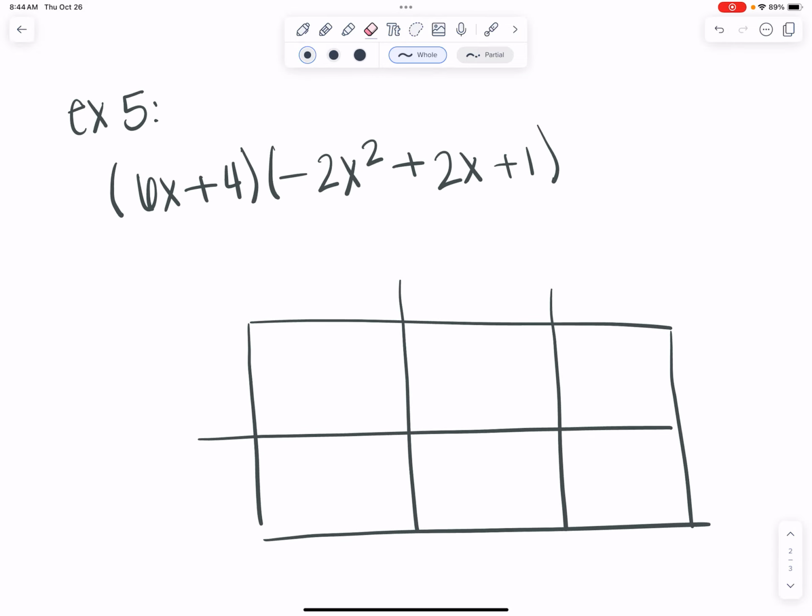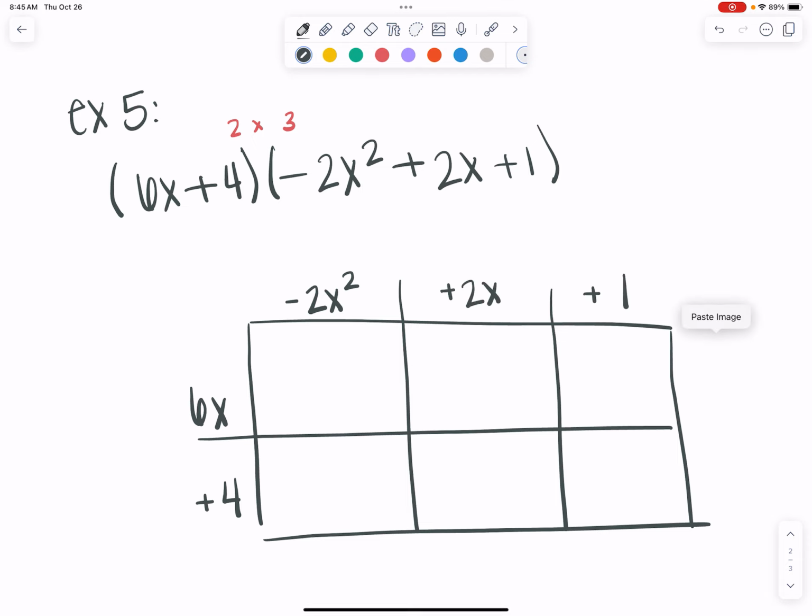So this one, we've got a binomial, 6x plus 4, times a trinomial, negative 2x squared plus 2x plus 1. So I've got a 2 by 3 box this time. I'm going to set up my first one down the side, 6x plus 4, and then I've got my trinomial going across the top: negative 2x squared plus 2x plus 1.